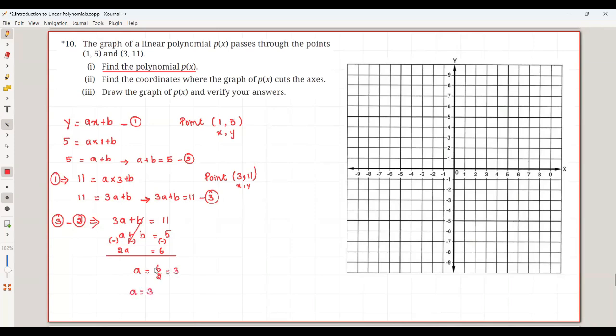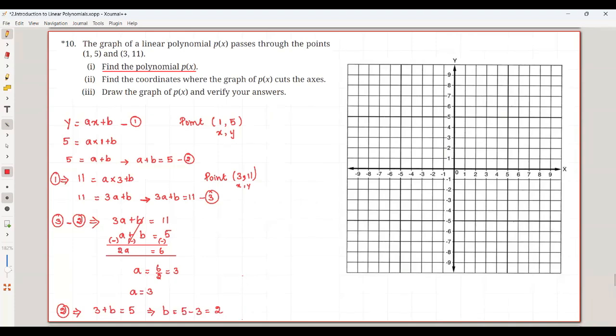I can substitute in either the second or the third equation. I think the second equation is simpler, so I'm substituting a is equal to 3 in the second equation. So 3 plus b is equal to 5, which means b is equal to 5 minus 3, which is 2. So b is equal to 2. Now we can substitute in the first equation and we'll get a linear polynomial.